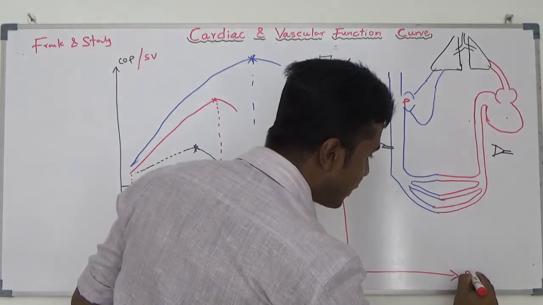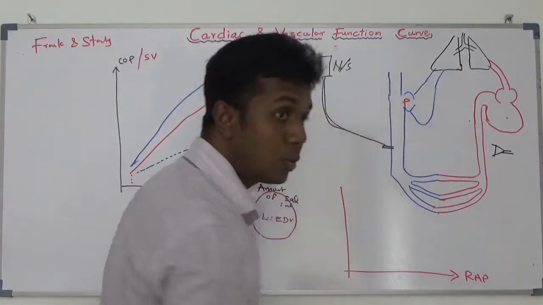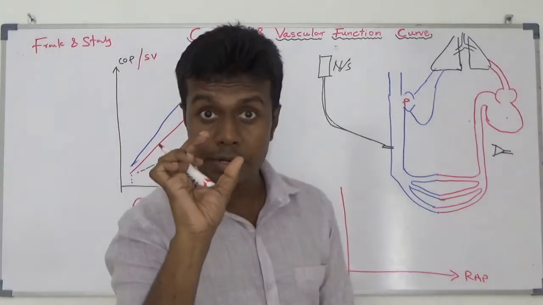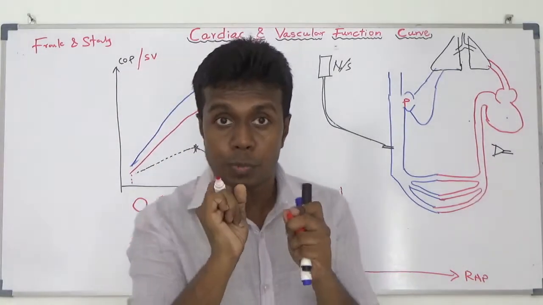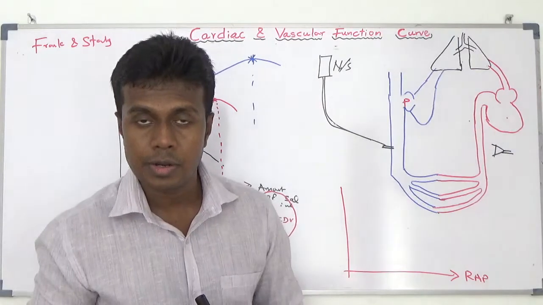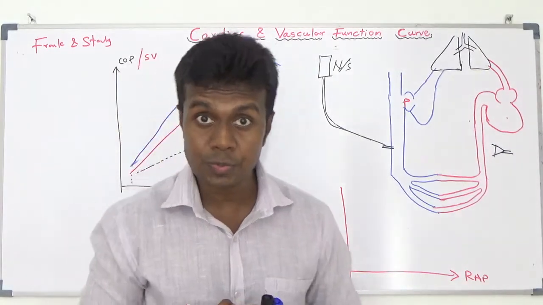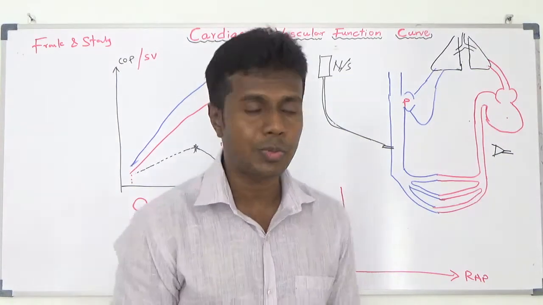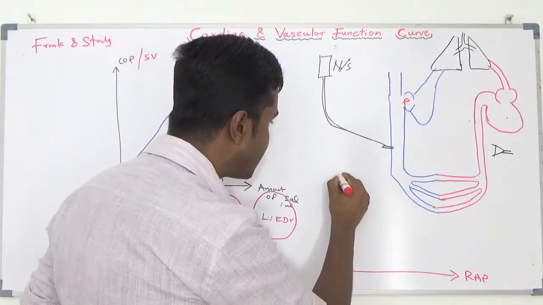Here is right atrial pressure. I am going to change right atrial pressure gradually. While changing the right atrial pressure, I am going to measure the venous return. Venous return actually must be equal to cardiac output. If anyone wants, you can write cardiac output as well. But here I am going to write it as venous return.